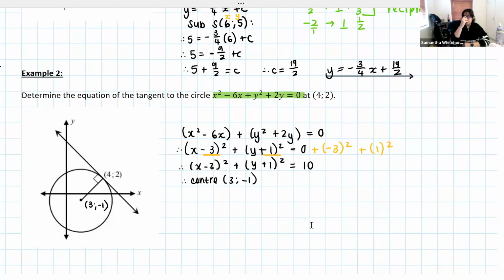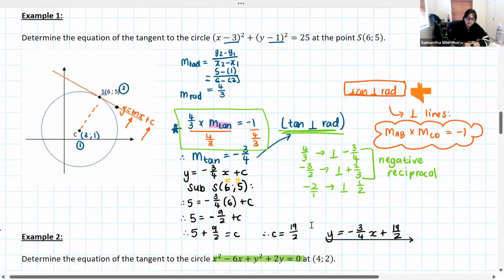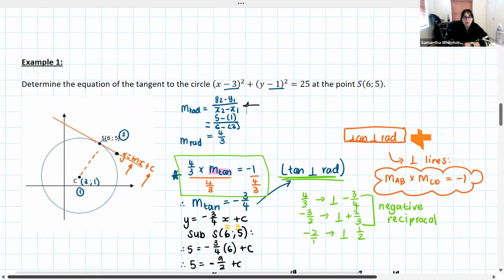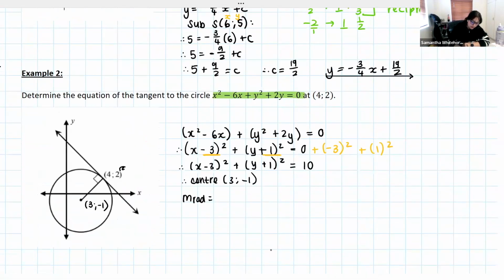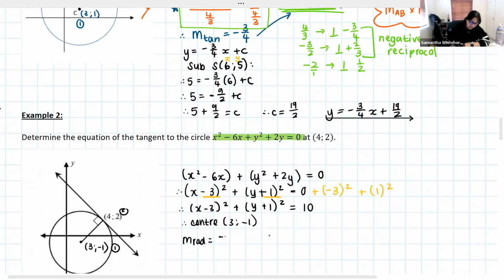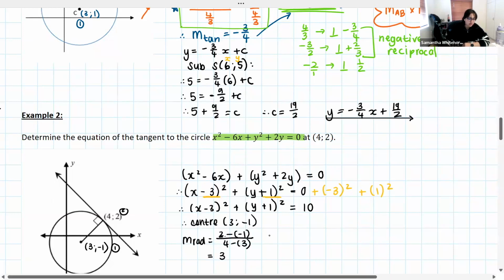And now I can go and work out the gradient of my radius. You do not need to write the formula. In the first example, I wrote down the formula, but you're given it on your formula sheet. Don't rewrite it, just go straight into the substitution. So if this is 0.2, this is 0.1, 2 minus negative 1 over 4 minus 3. 2 minus negative 1 is 2 plus 1, so 3 over 1, which is just 3. Don't really need to do much there.